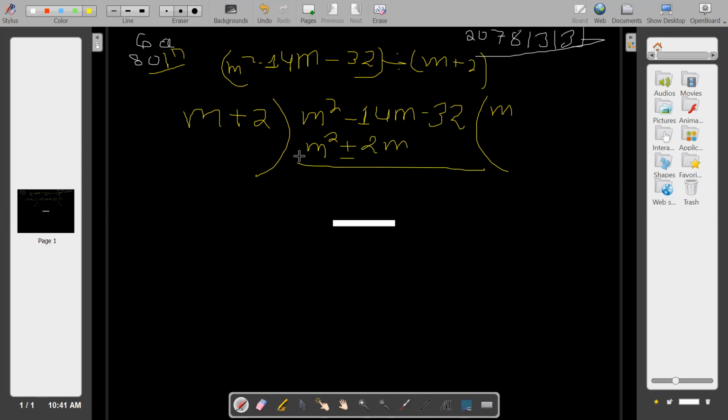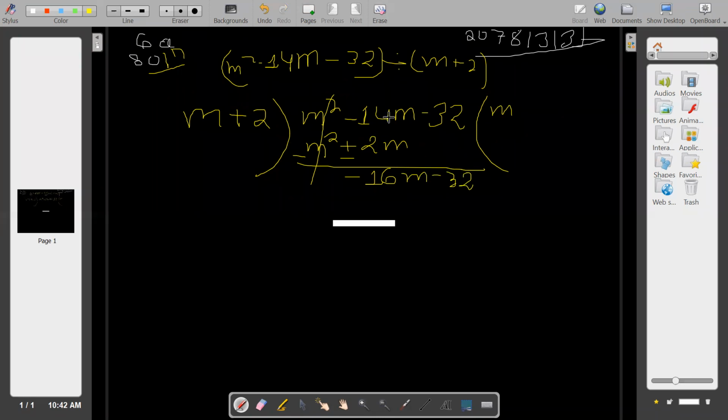This plus changes into minus. Here also plus changes into minus. Your m square can be cancelled. Now minus 14m minus 2m. Minus 14m minus 2m is minus 16m. And your minus 32 stays the same.